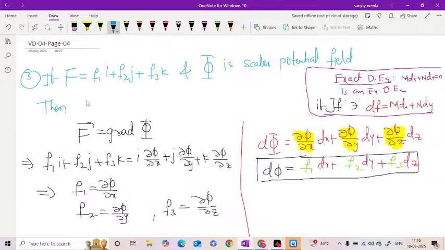Now here I am writing the question in reverse. f1 dx plus f2 dy plus f3 dz is equal to, now is it an exact differential equation or not?